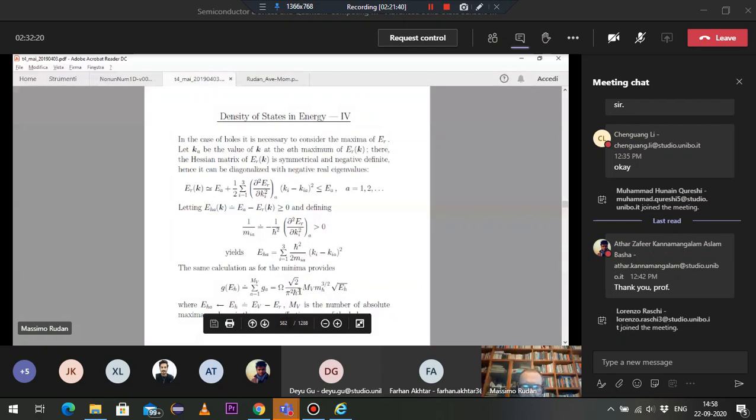In this case, the coefficients contain a symbol MV. MV is the number of absolute maxima of the valence band, and it is equal to 2 for silicon, germanium, and gallium arsenide. MH is the average effective mass of the holes, okay?